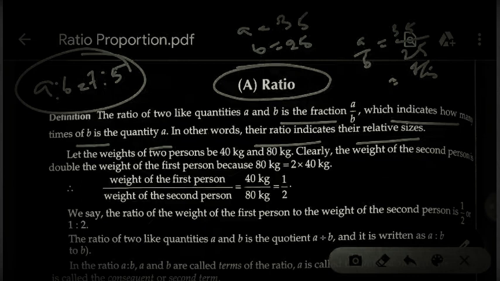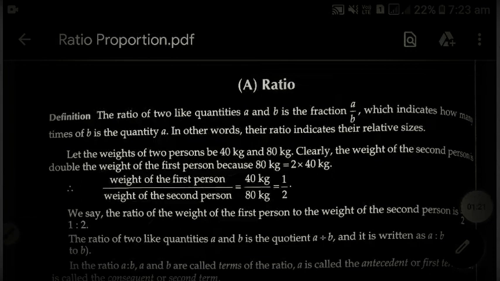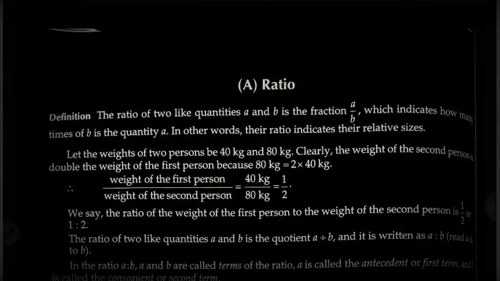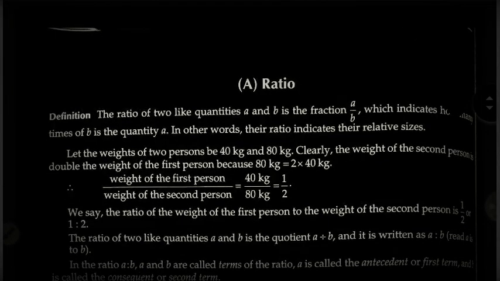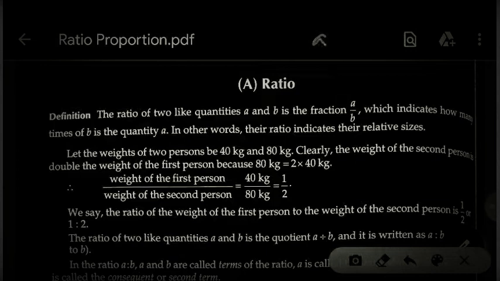So that kind of thing, but not the exact value. You say that the ratio of A by B, that is A by B equal to 5 by 7, or A is to B equal to 5 is to 7. That doesn't mean the value of A is 5 and the value of B is 7.